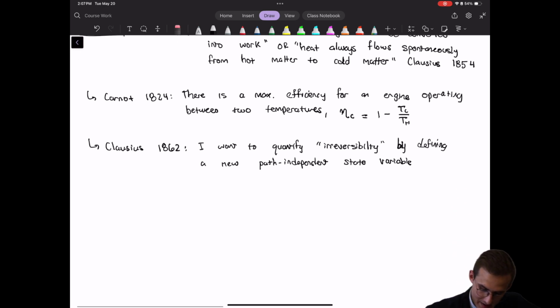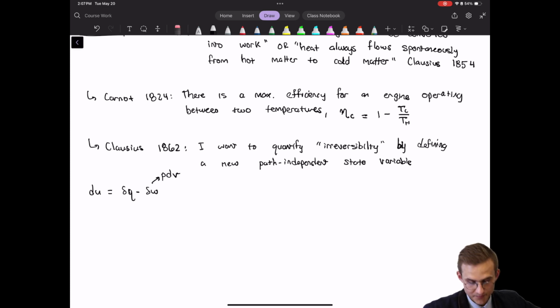So remember, even in 1862, we have this idea that dU is equal to delta Q minus delta W. So we replace the delta W with PdV. Happily, those are two state variables. We're happy to use those. But this thing, this delta Q, is gross. Right? It's a path function. It's not expressed in terms of state variables in the way that we would like.